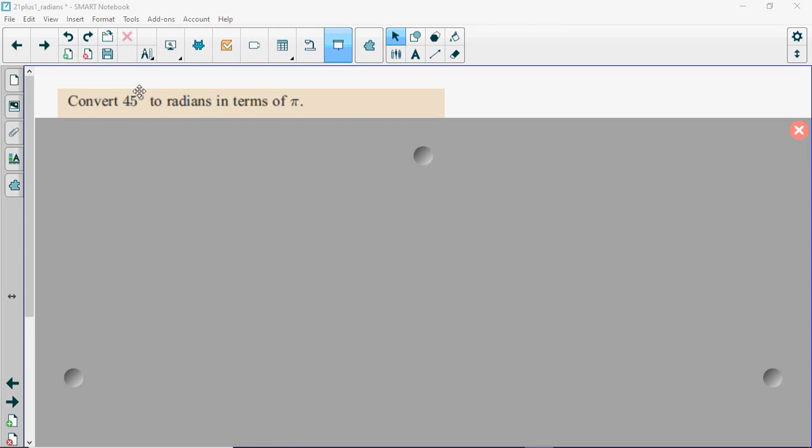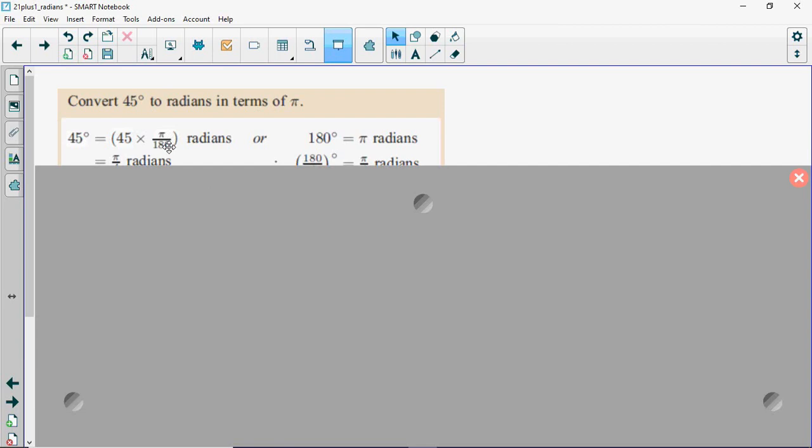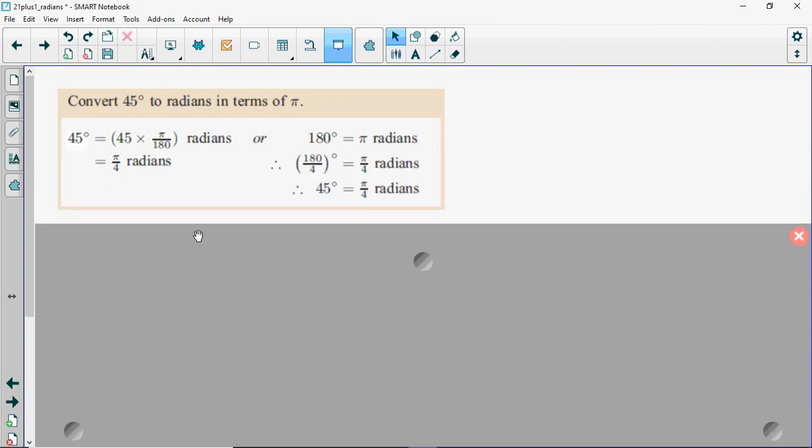When it's possible, we want to give our answers in radians in terms of pi. We want to be exact. We do not want to use a calculator to get a decimal approximation. So when we're dealing with 45 degrees and we want to write it in radians, we're going to take 45, we're going to multiply it by pi over 180, and we're just going to think about, hey, what's 45 over 180? 45 over 180 is the same as 1 over 4, so that means our answer should be pi over 4 radians. You could also think about it in a different way here. We know that 180 is the same as pi.